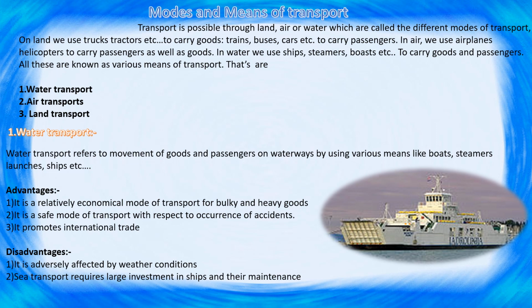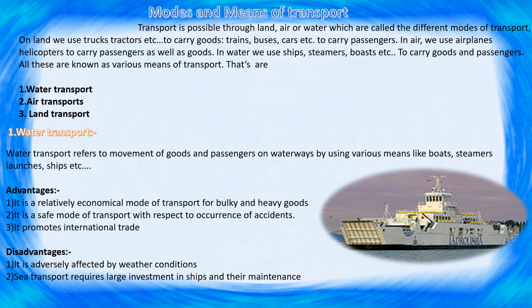Now we explain about modes and means of transportation. Transportation is possible through land, air or water, which are called the different modes of transport. On land, you use trucks, tractors, etc. to carry goods, and trains, buses, cars, etc. to carry passengers. In air, you use aeroplanes and helicopters to carry passengers as well as goods. In water, you use ships, steamers, boats, etc. to carry goods and passengers. All these are known as various means of transportation. These are water transport, air transport and land transport.